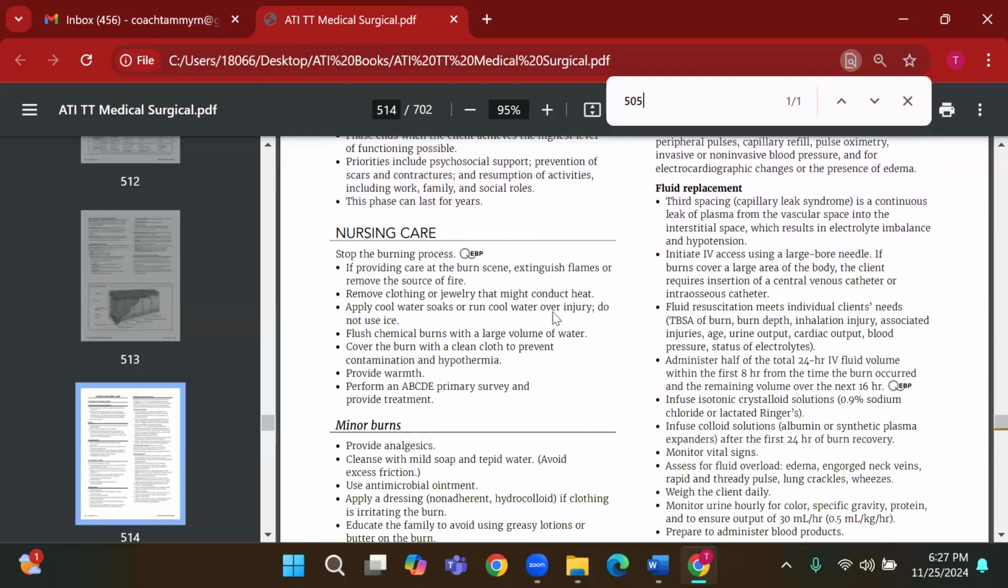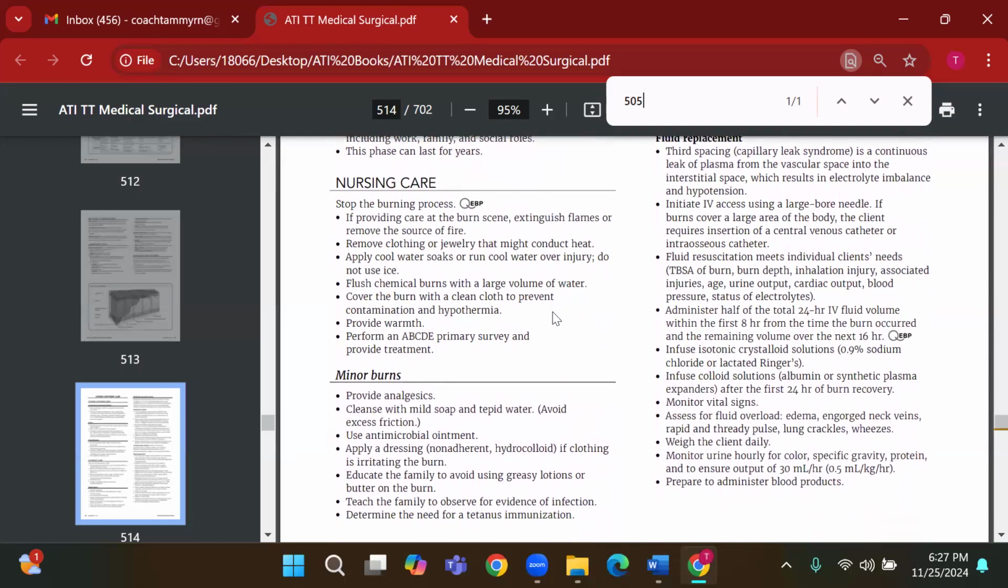Okay, so we're going to worry about fluids. We're going to, number one, okay. Remember back at the first, I said there could be thermal burns, chemical burns, all kinds of burns, right? First of all, for nursing care, we're going to stop the burning process.